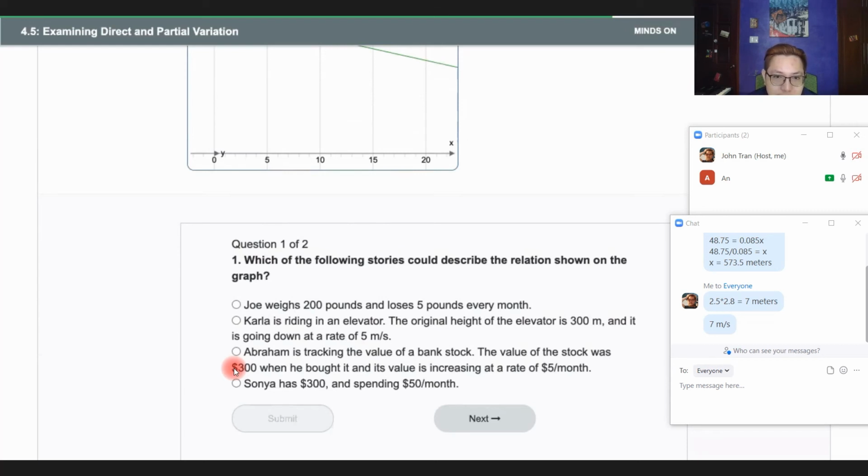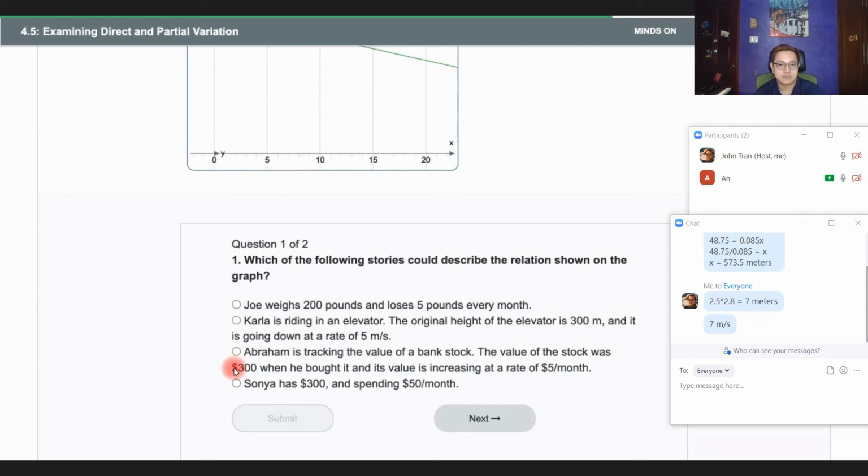Spending $50 a month. I don't think so, because 50 has nothing to do with this graph, right? Yeah, 50 is way too much. It's not.